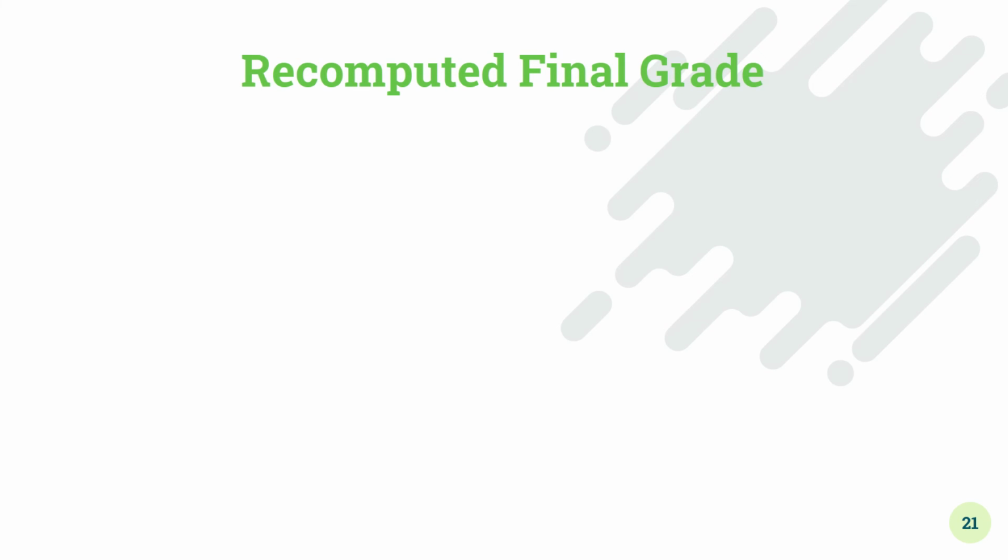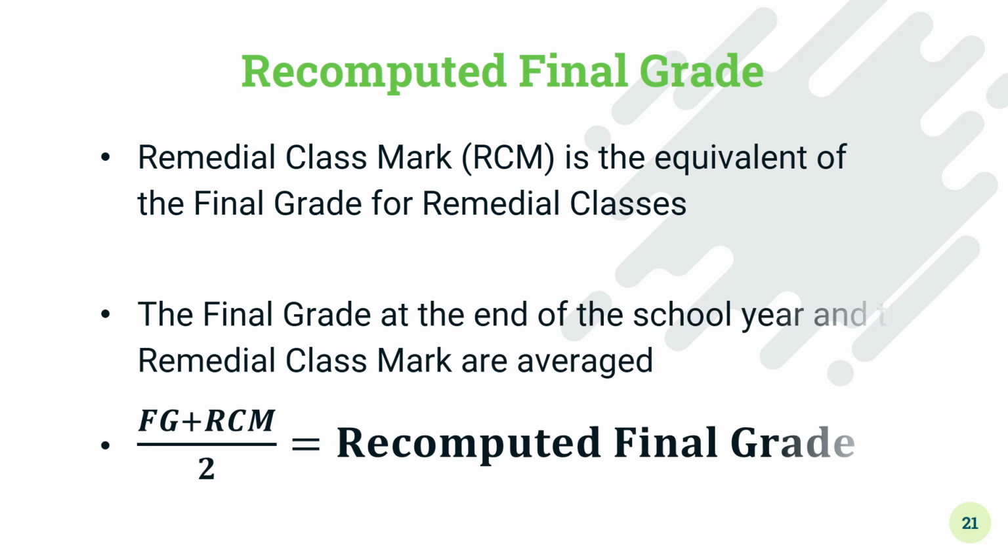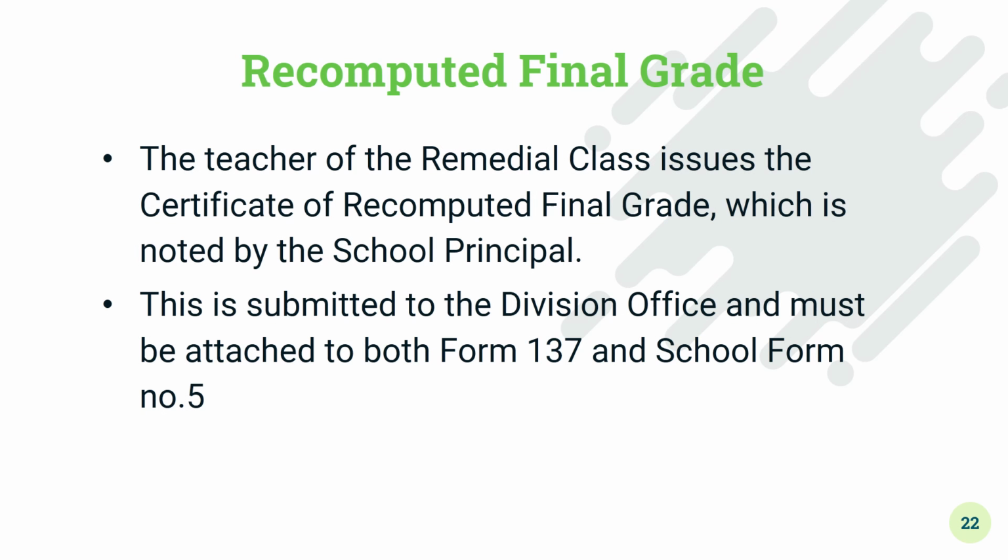For the students who will undergo remedial classes, they will have a recomputed final grade. The remedial class mark, RCM, is the equivalent of the final grade for remedial classes. The final grade at the end of the school year and the remedial class mark are averaged. The teacher of the remedial classes issues the certificate of the recomputed final grade, which is noted by the school principal. This is submitted to the division office and must be attached to both Form 137 and School Form Number 5.